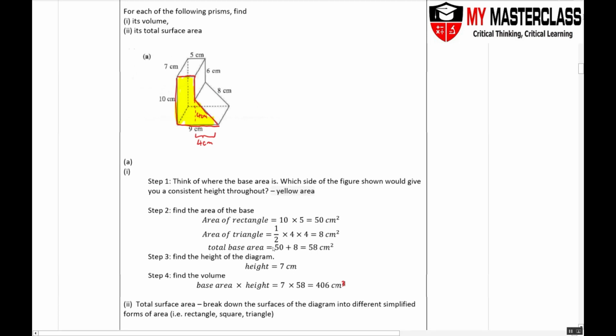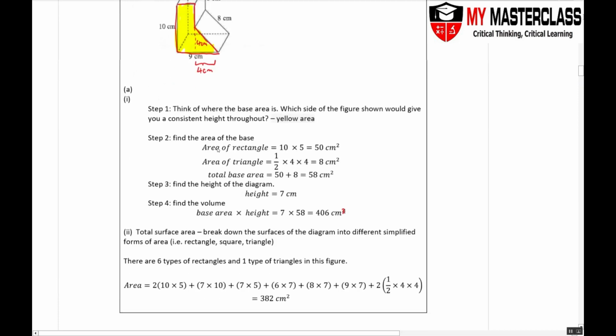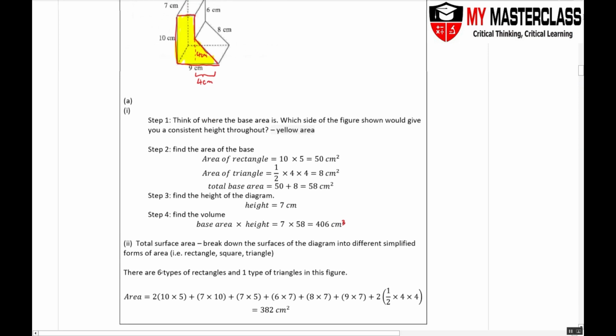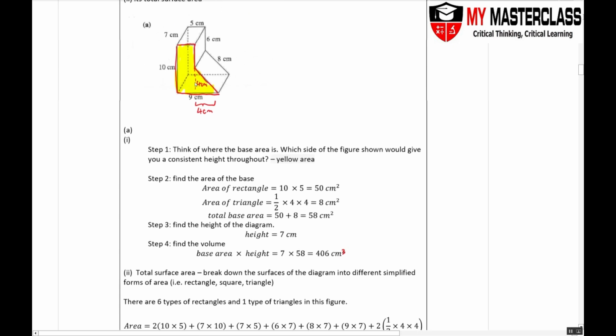So total surface area, essentially, you need to look at all of the different faces that you have within this diagram itself. In total, in this diagram, there are 6 types of rectangles and 1 type of triangle. So let's try and break it down together, the different shapes that you have. The first rectangle that you have obviously would be this rectangle here.